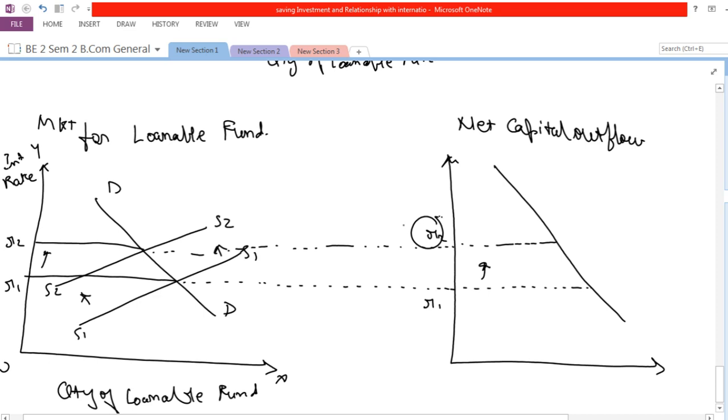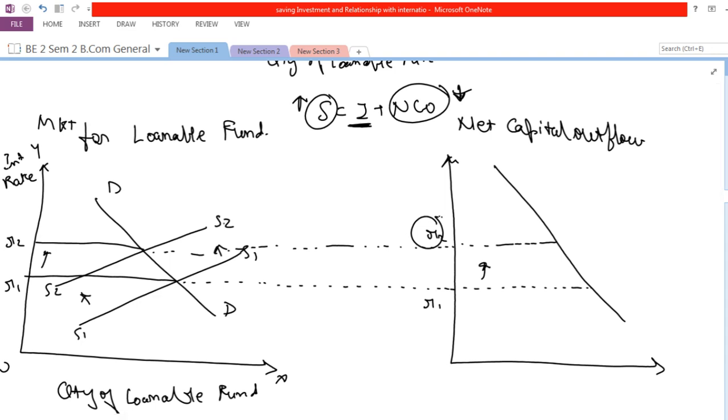So there would be an increase in the domestic investment and a reduction in the net capital outflow. Like we have already seen, S would always be equal to I plus net capital outflow. When savings are increasing and capital outflows are reducing, the balancing would be done in domestic investment. In that case it becomes much easier for the people, so you tend to retain the money in the country only.